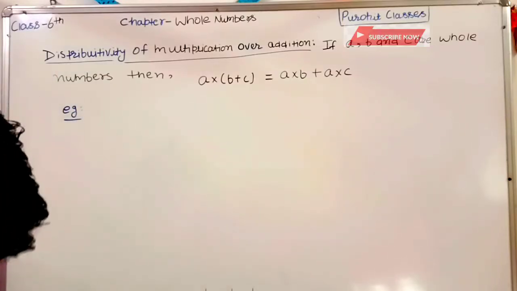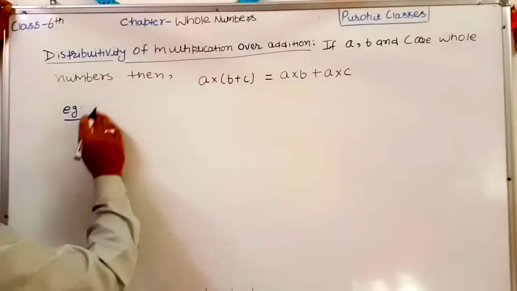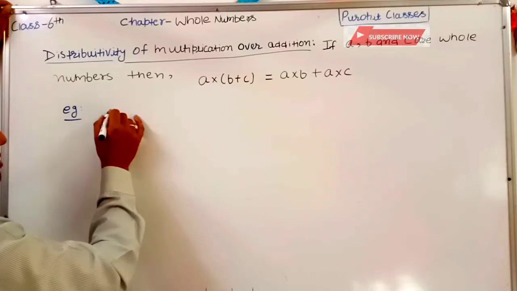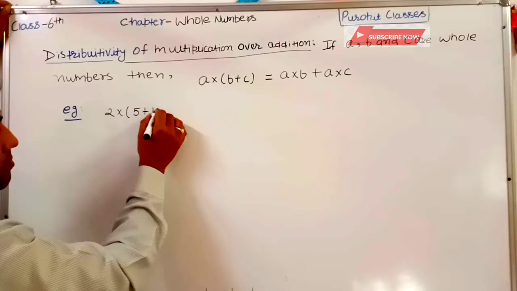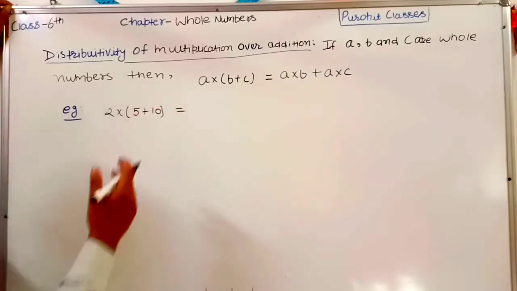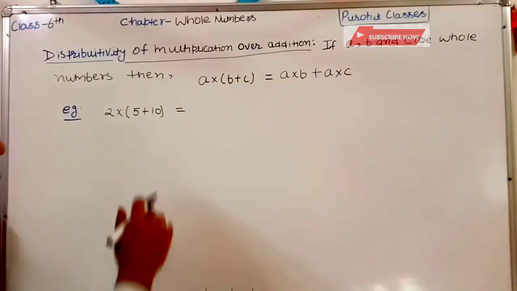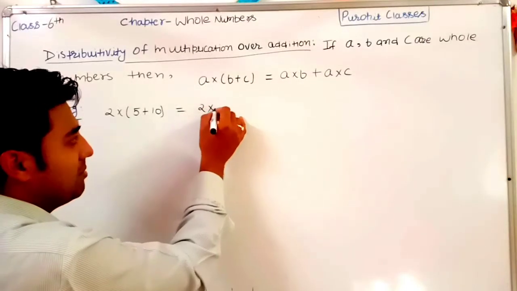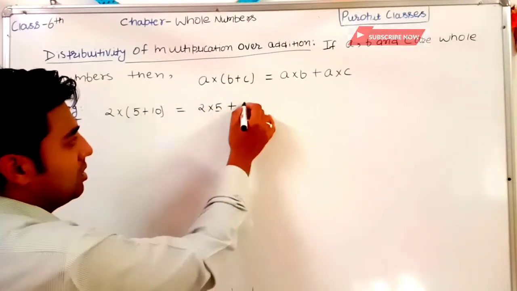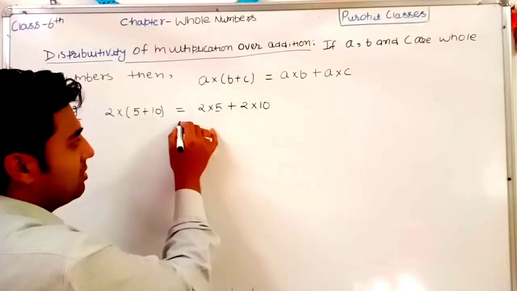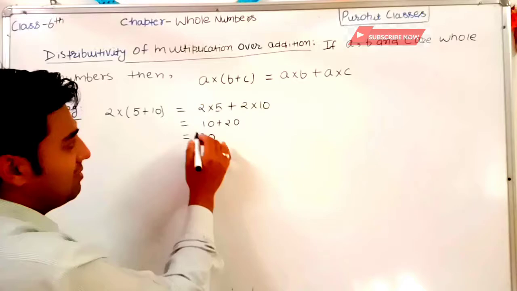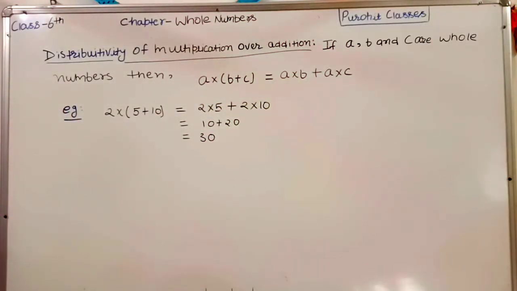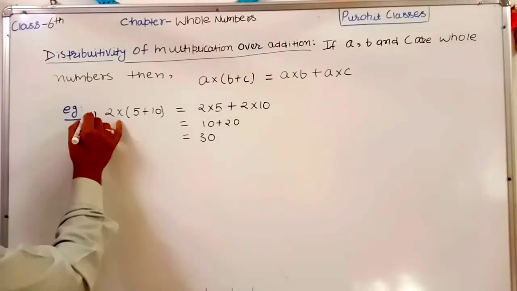Suppose I have given 2 multiplied by (5 plus 10). This can be solved using distributivity of multiplication over addition. So this will be 2 multiplied by 5, plus 2 multiplied by 10, which equals 10 plus 20, that is equal to 30. So here we have solved it by using distributivity of multiplication over addition. Okay, one more example we can take. This was one.